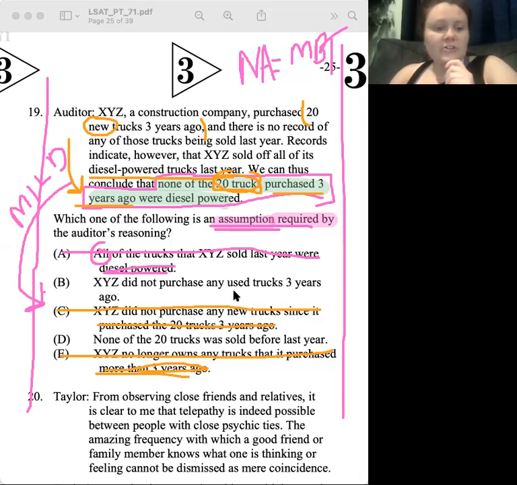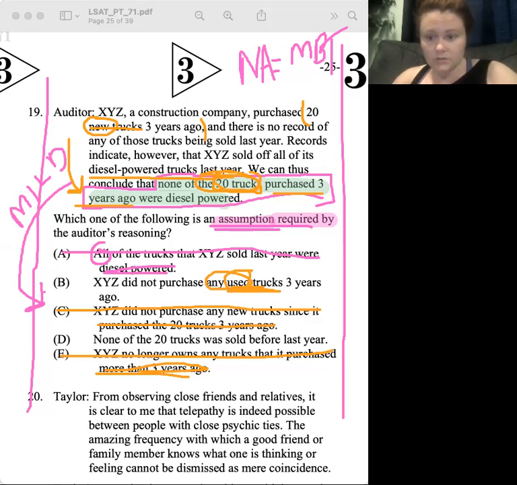But could we have purchased a used truck 3 years ago and still have these 20 new trucks that we purchased? We don't care about used trucks at all. We're talking about 20 new trucks here, and here we're talking about the 20 new trucks as well. So any used trucks, we literally don't care about. I think that's literally the only reasoning for that. Literally the only thing that makes this wrong is used. Okay.